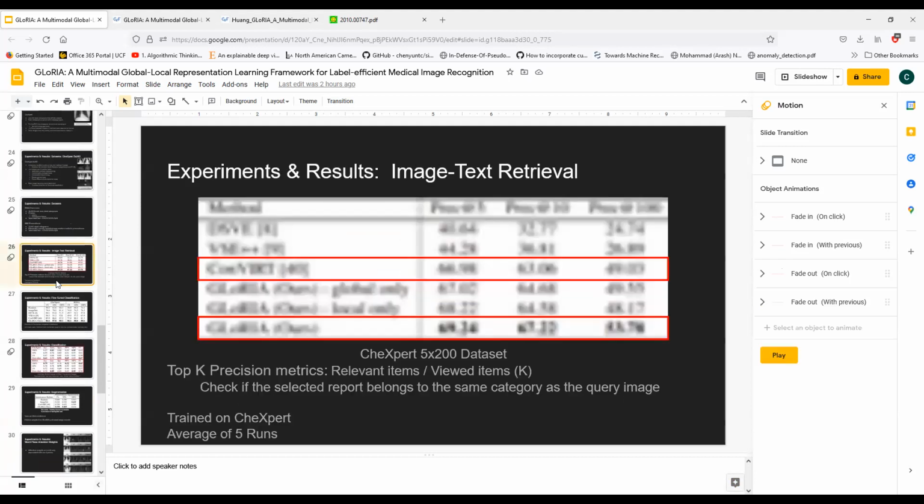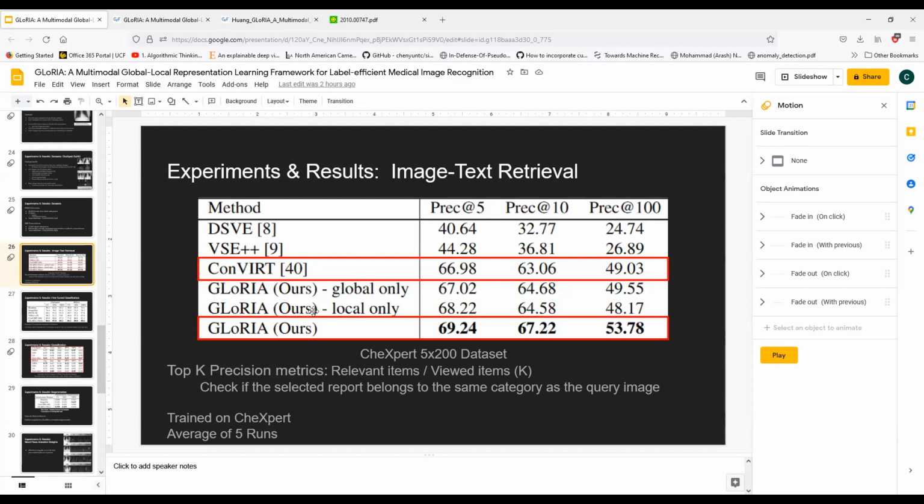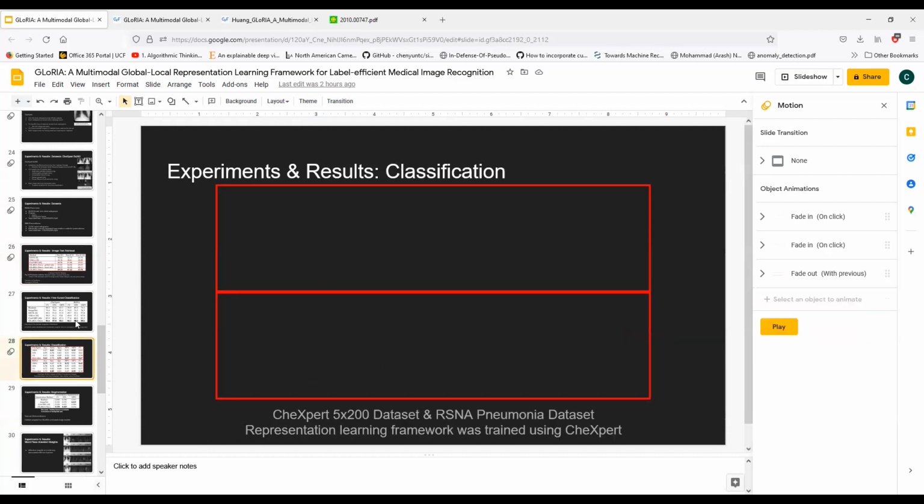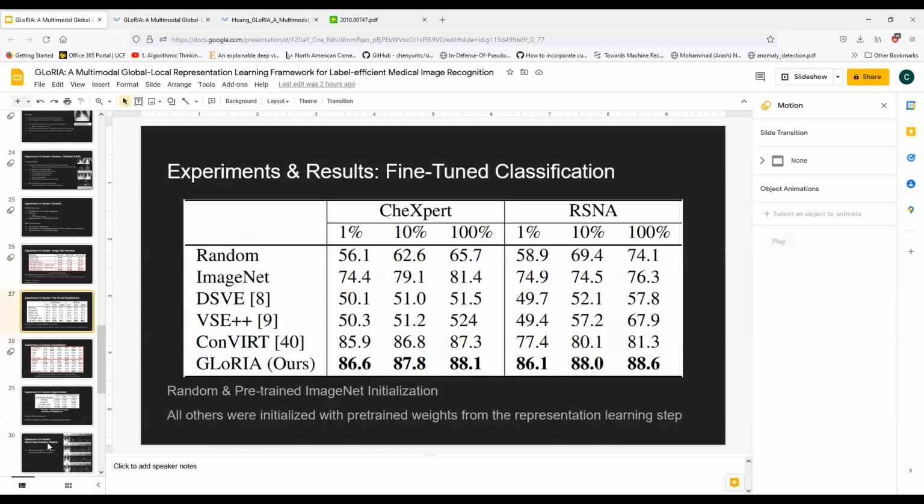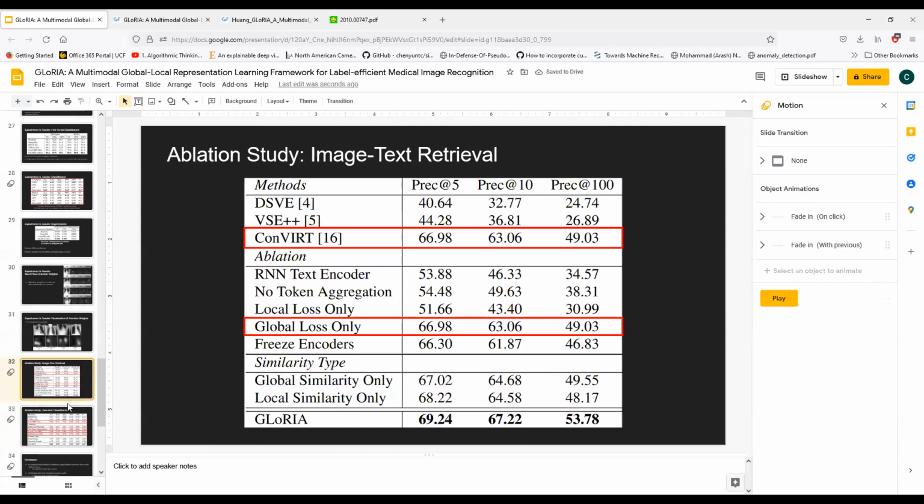But when they actually talk about it in terms of, I believe, the representation, it's the local only that's more important than the global only. Yeah, but these are different tasks, right? So this is image to text retrieval, or what is the previous one? That's the classification. Yeah, it's right here. There's also image text retrieval.